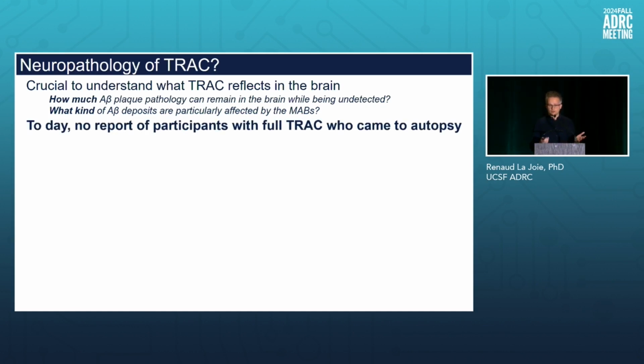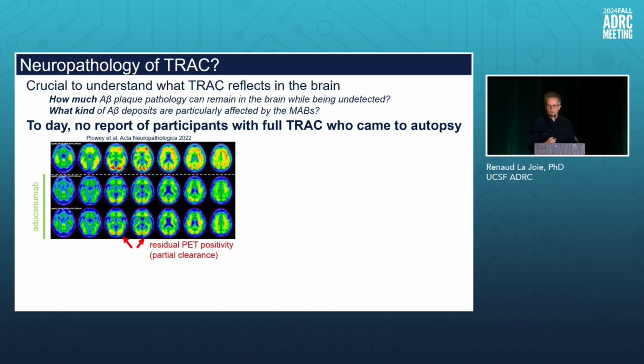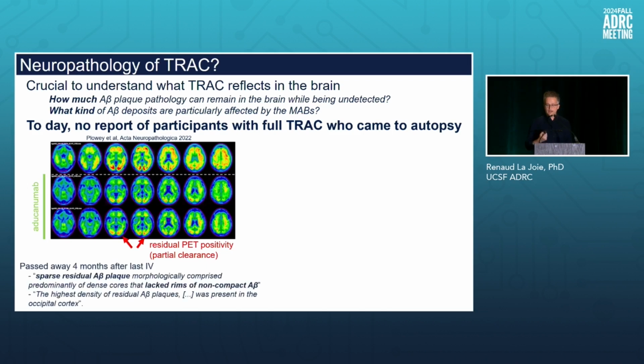And of course, today there's no report of patients who have turned amyloid negative on their PET scan with treatment, but we have some cases with partial clearance. You can see here a case was treated and the amyloid PET signal decreased a lot. At autopsy, neuropathologists did see a decrease in the amount of amyloid plaques, but also changes or unusual features of the specific morphology of those plaques.